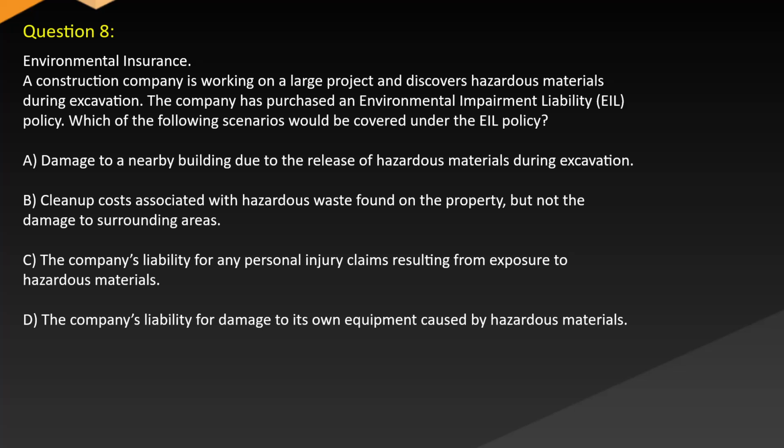A construction company is working on a large project and discovers hazardous materials during excavation. The company has purchased an environmental impairment liability policy. Which of the following scenarios would be covered under the EIL policy? A. Damage to a nearby building due to the release of hazardous materials during excavation. B. Cleanup costs associated with hazardous waste found on the property, but not the damage to surrounding areas. C. The company's liability for any personal injury claims resulting from exposure to hazardous materials. D. The company's liability for damage to its own equipment caused by hazardous materials.